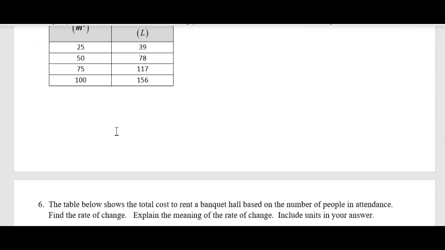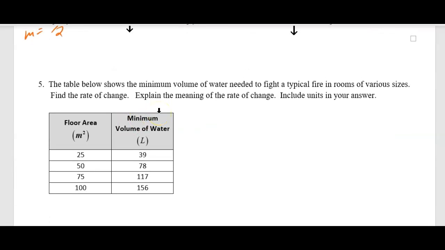On 5 and 6, make sure you're answering all these questions. This is a good example of one that'll be on your quiz, where it's going to be worth 5 or 6 points, and some of you might only get a point because you don't answer all the things. So it says, minimum volume of water needed to fight a typical fire in rooms of various sizes. Find the rate of change. Explain the meaning of the rate of change.